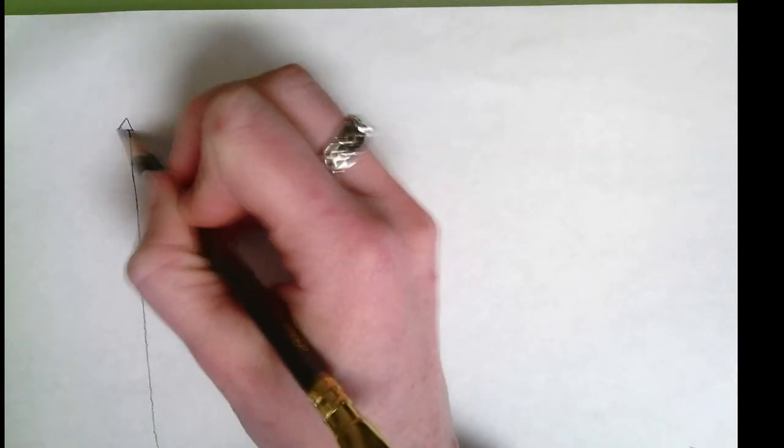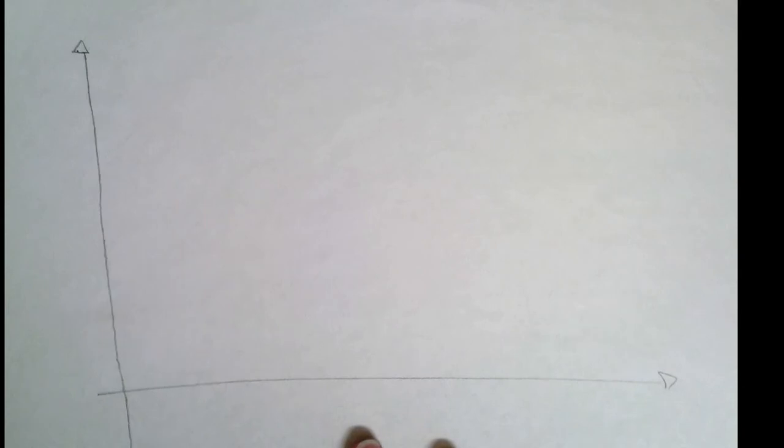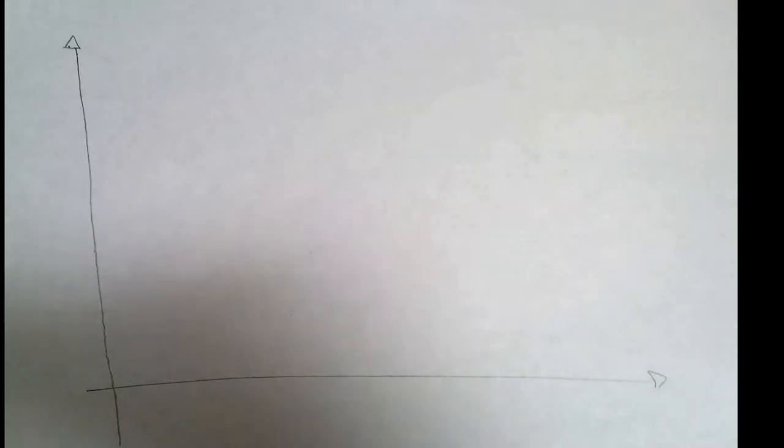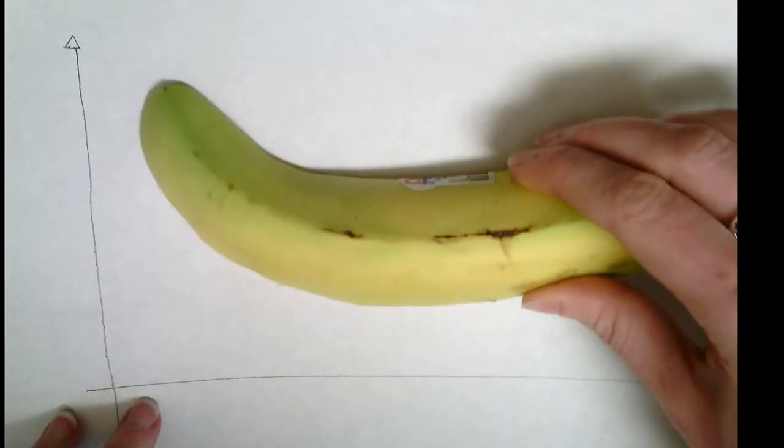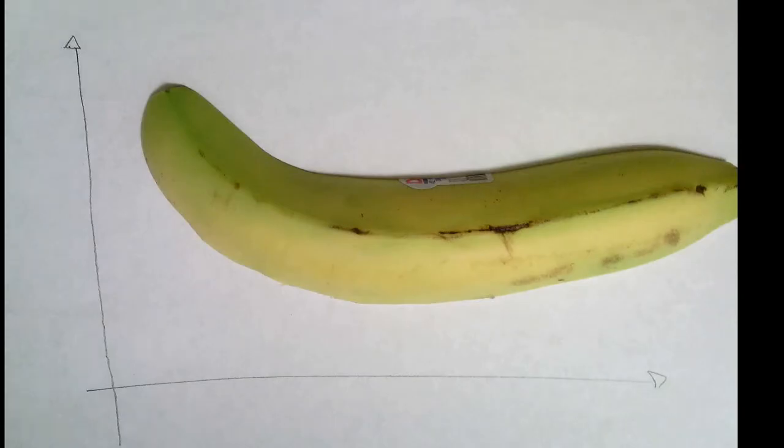On your paper, it doesn't need to be beautiful, but you're going to draw yourself an X and Y axis. Okay. With your X and Y axis, what you're going to do is take your banana and set it down on those axes. So, it's going to get kind of sticky on your paper. Don't worry too much about it.